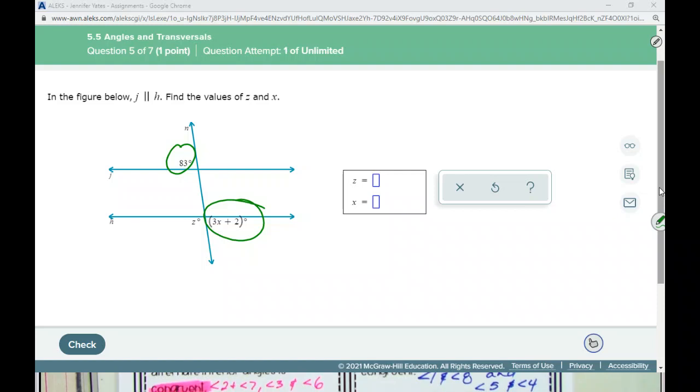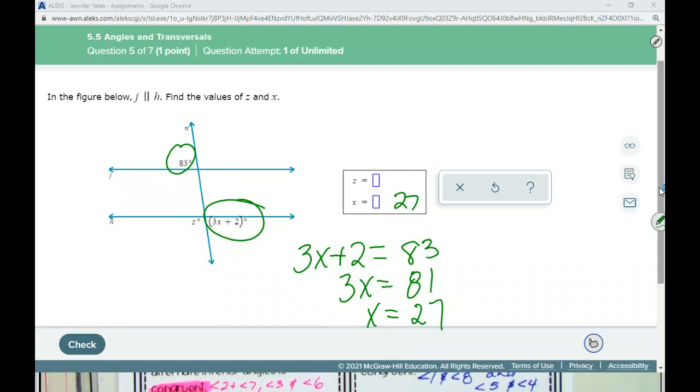Okay, so if they're the same, that means I can say 3x plus 2 equals what? 83. Subtract 2, 81. Divide by 3. What is that, 27? Yes. All right, so I know that X is 27. And then you can plug it back in. So I need to know the measure of that angle. How do I find the measure of that angle? Plug it back in. 3 times 27 plus 2. 81 plus 2 is 83.